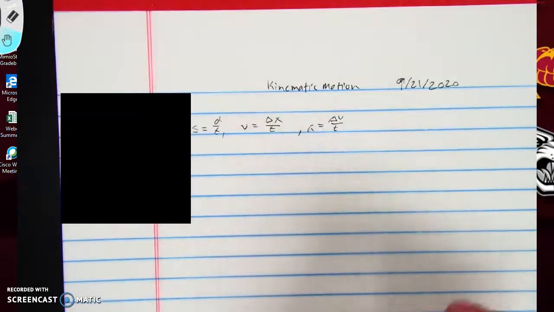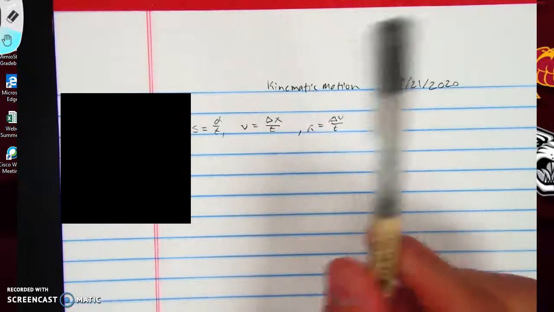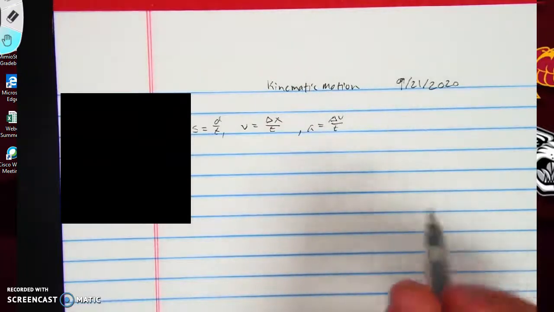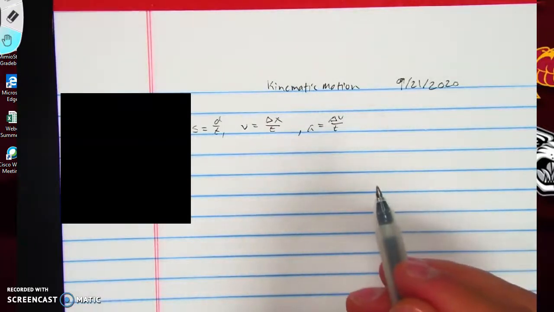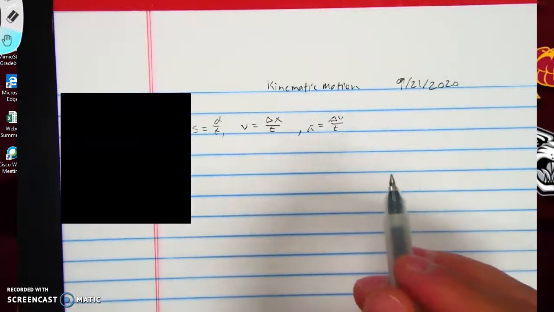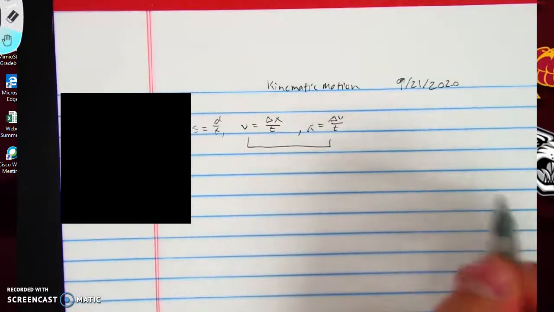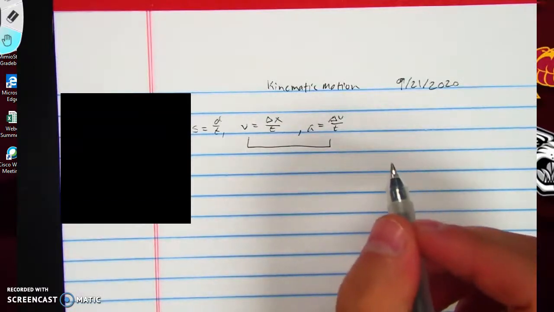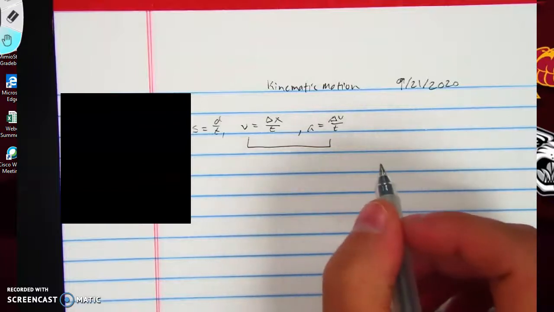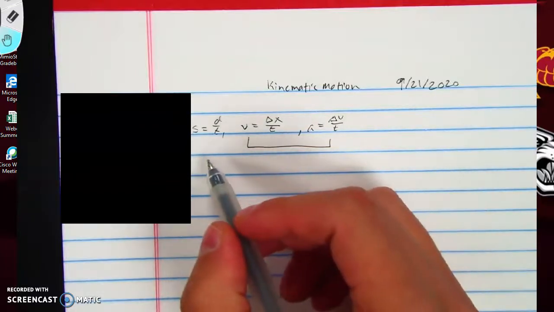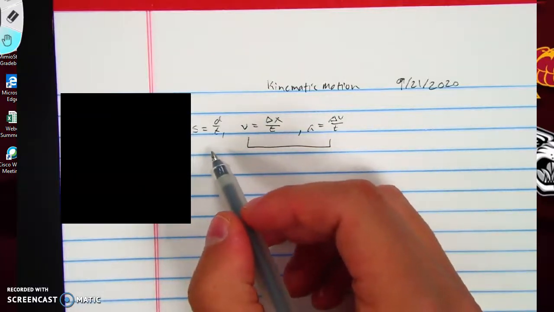So what we do in physics to help that out is we have four equations that are all derived from either velocity equals displacement over time, or acceleration is change of velocity over time. Speed kind of gets left by the wayside.